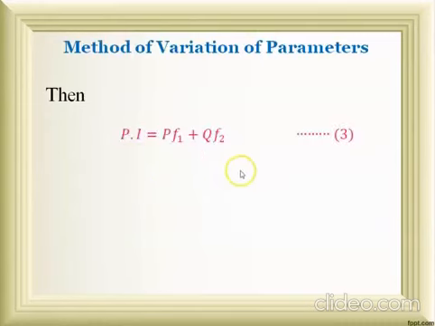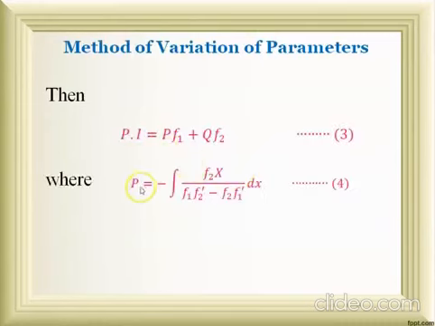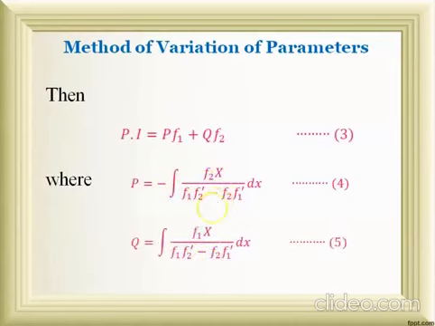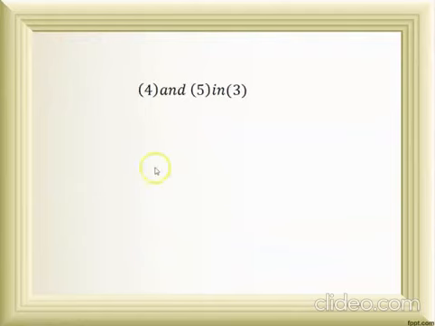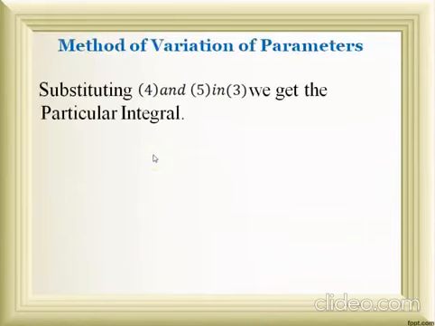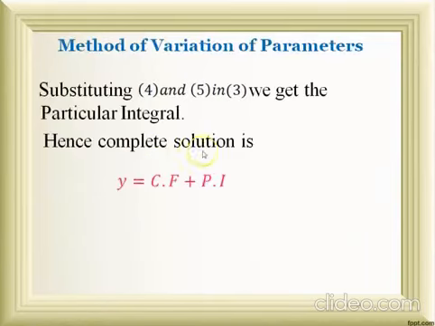For the particular integral, I need p and q. The p formula is minus integral f2 into capital X by Wronskian value. Here capital X is the RHS value given in the problem. Q is equal to integral f1 into capital X by Wronskian. So these two are the p and q formulas. After replacing p and q in the particular integral formula, we will get the complete solution: y is equal to complementary function plus particular integral.